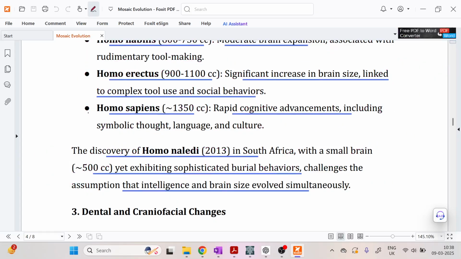Now this encephalization finally culminated in modern Homo sapiens with a cranial capacity of 1350 cubic centimeter, which is a rapid cognitive advancement, and that includes symbolic thought, language, and culture.